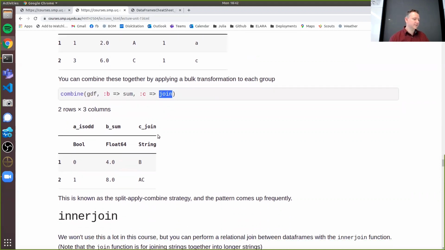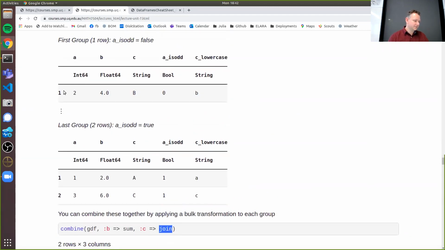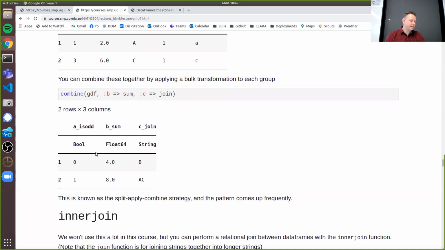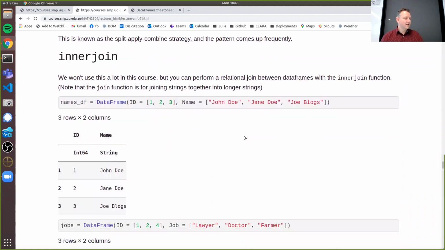This is string join. So here we've broken it into even and odd groups. So this is the even group where this A column is 2. This is the odd group where A is 1 and 3. And then we can take the sums of the B's and join the C strings, and we end up with interesting things here. Okay, it's just a demonstration.